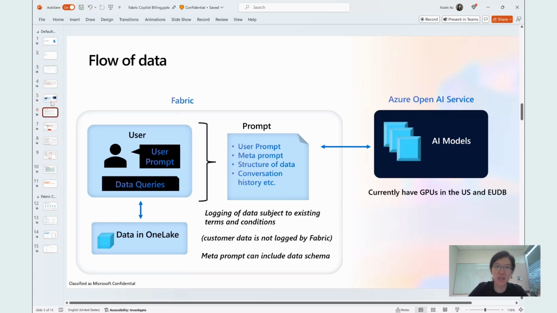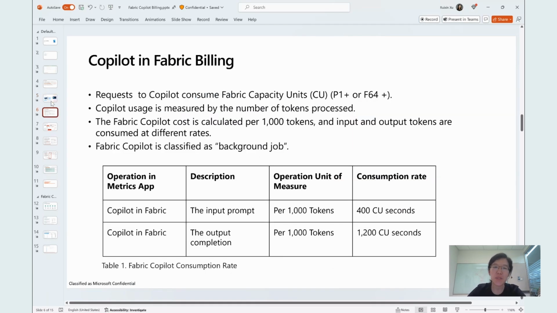In terms of the consumption rate, in Fabric we charge users by the number of tokens, as we mentioned. We charge different prices for input tokens and output tokens. For the input token, the consumption rate is 400 CU seconds per 1,000 tokens. For the output token, it's 1,200 CU seconds per 1,000 tokens. For a given task, the total consumption you incur will be the number of input tokens multiplied by the input rate, plus the number of output tokens multiplied by the output consumption rate.